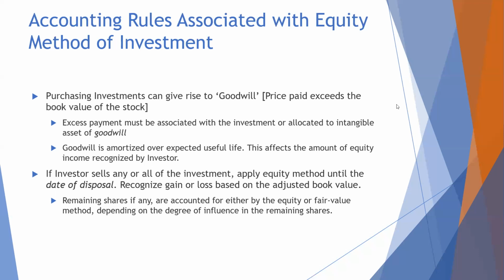Now, if they only sell part of it and there are any remaining shares, they can be accounted for by equity or fair value, depending on the degree of influence in the remaining shares. So if you sold enough to go down to maybe only 5% ownership, you would then record it based on the passive ownership rules.